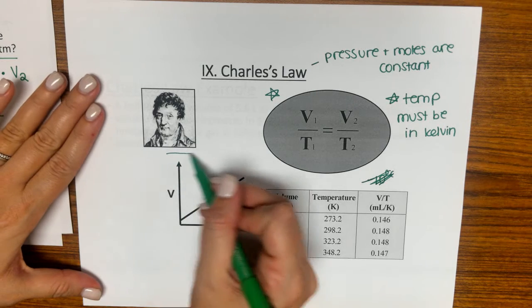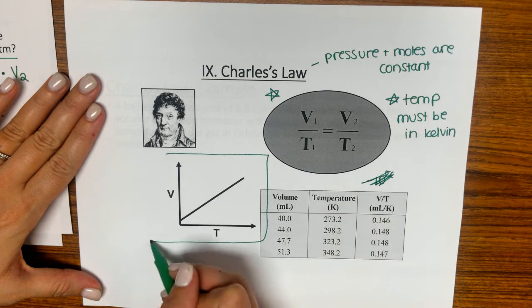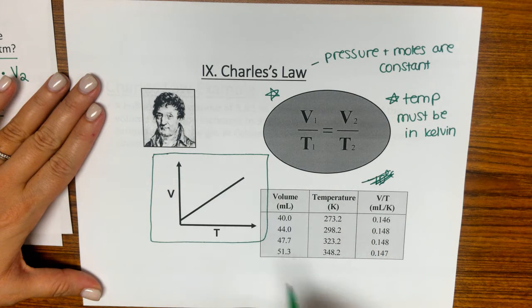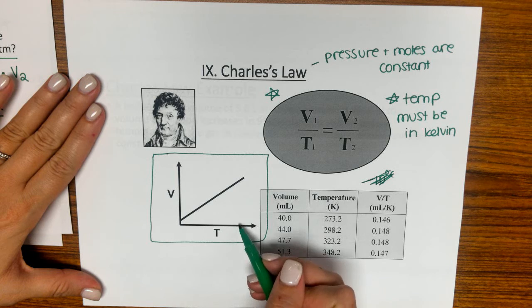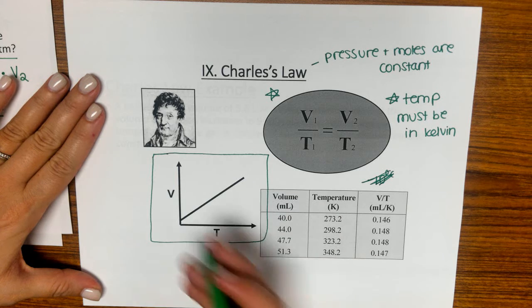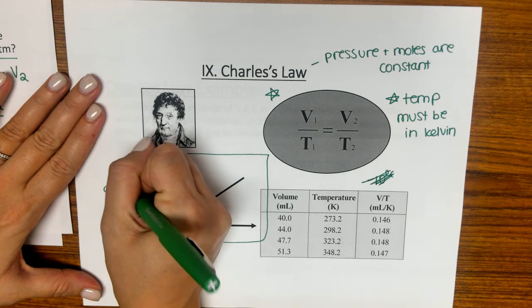And then this is my graph of volume and temperature. I would draw that as well. Now looking at this graph, as temperature goes up, volume is going up. That is a direct relationship.